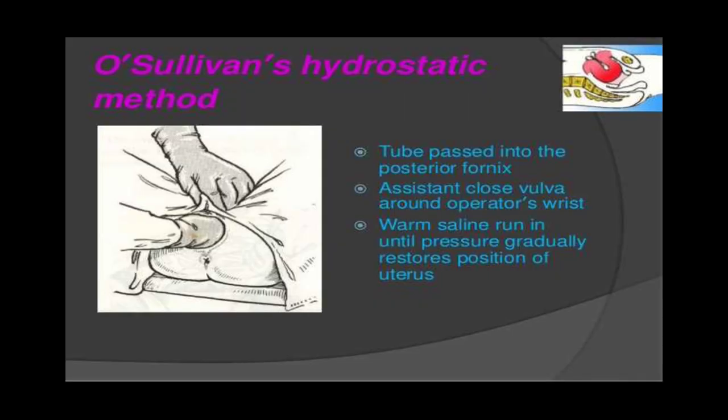The next one is O'Sullivan's hydrostatic method. Here a tube is passed into the posterior fornix, and an assistant closes the vulva around the operator's wrist. Using your wrist, you close the vulva, and then warm saline is run in until the pressure gradually restores the position of the uterus. Warm saline is given until the uterus is in position. Only after that will they remove their hand.